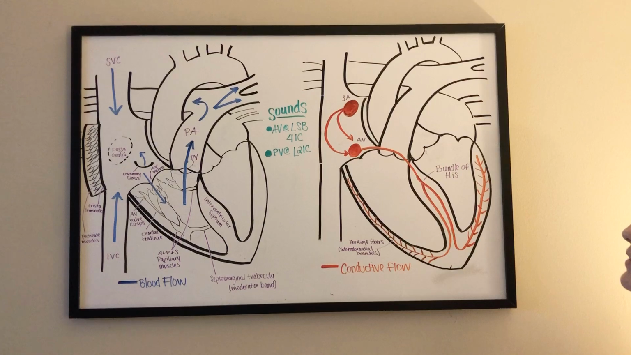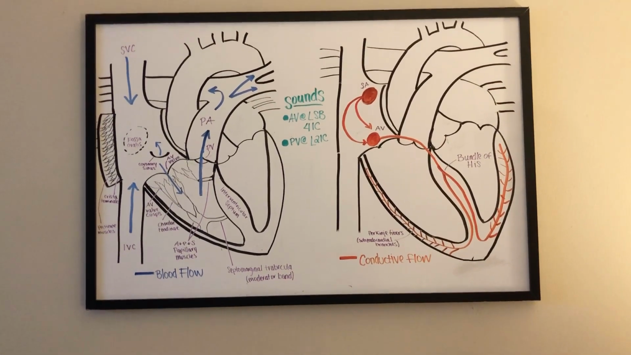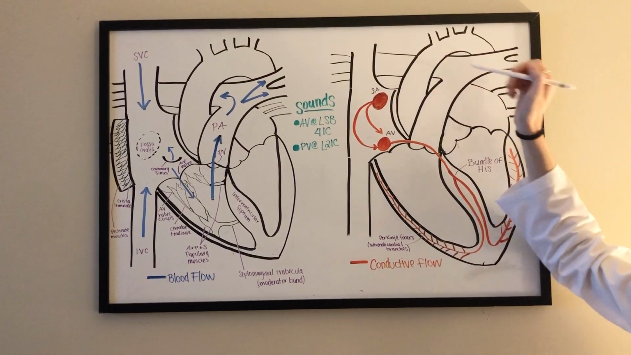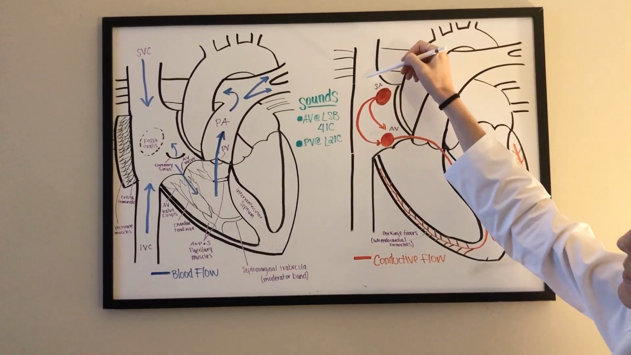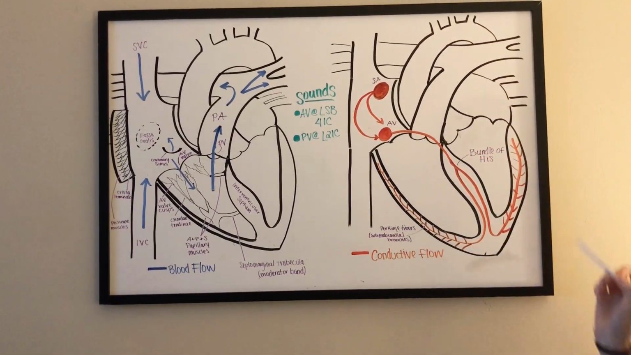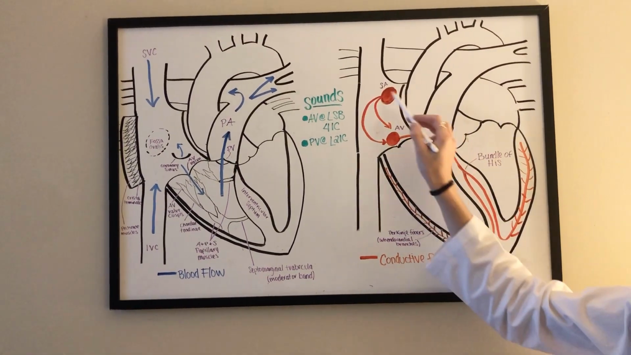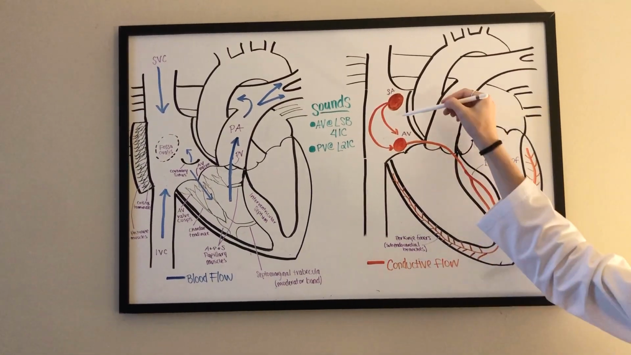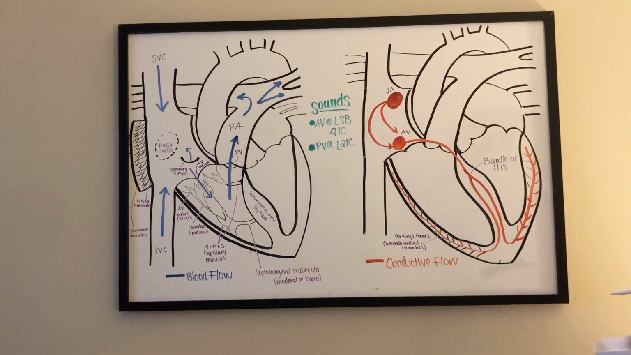Let's move on to conduction of the heart. The pacemaker and origin of this conduction is the SA node. The SA node sits between the superior vena cava and the cristae terminalis. The SA node sends conduction throughout the atrium onto the AV node, which sits within the wall between the right atrium and the right ventricle.